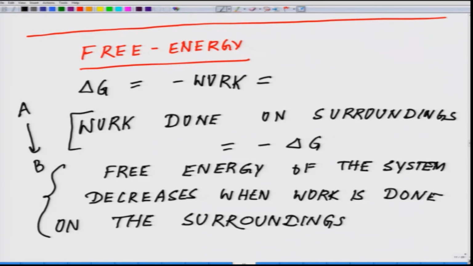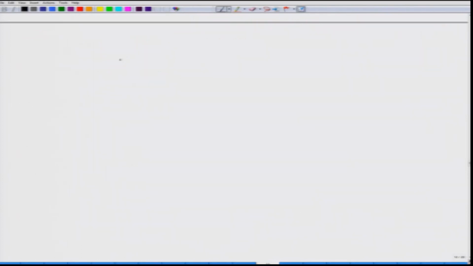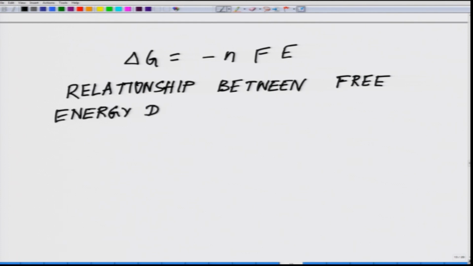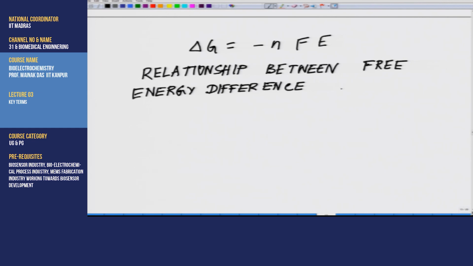Now, the next relation of free energy that we will be dealing with is delta G is equal to minus N F E. If you look at this relation, this is the relationship between free energy difference and electric potential difference.